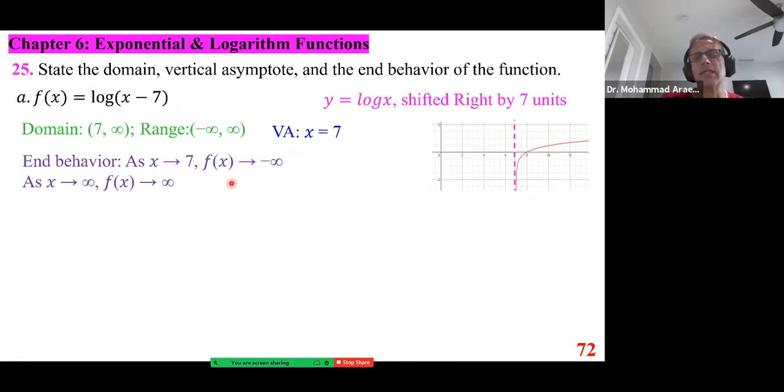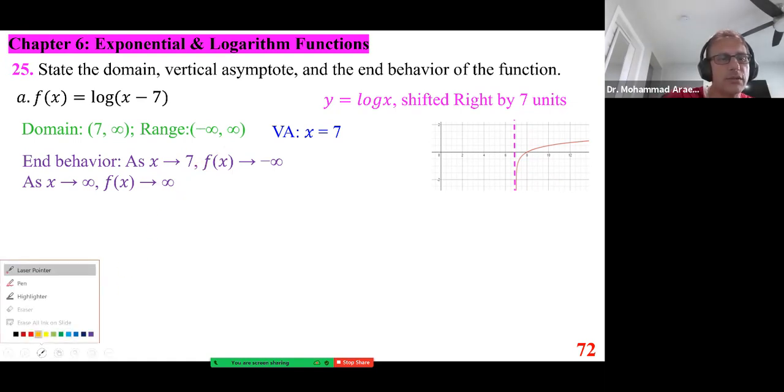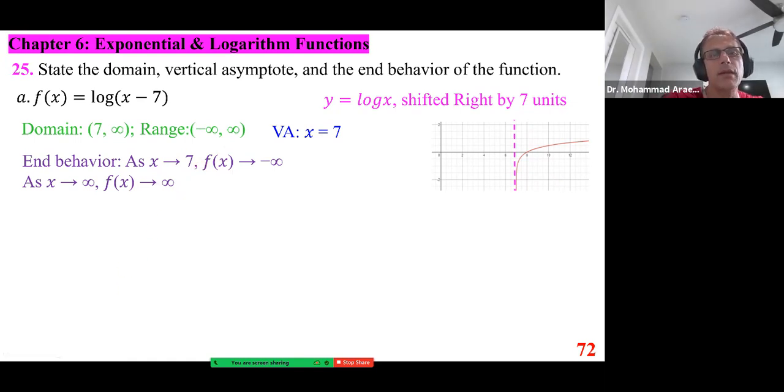The end behavior: when x approaches 7, f of x goes to negative infinity. I want to make sure everybody understands, when we say 7, really 7 from the right. It's not just 7. That's why in calculus, we write down a plus sign here. That means from the right of 7. And of course, when x goes to infinity, so does y.